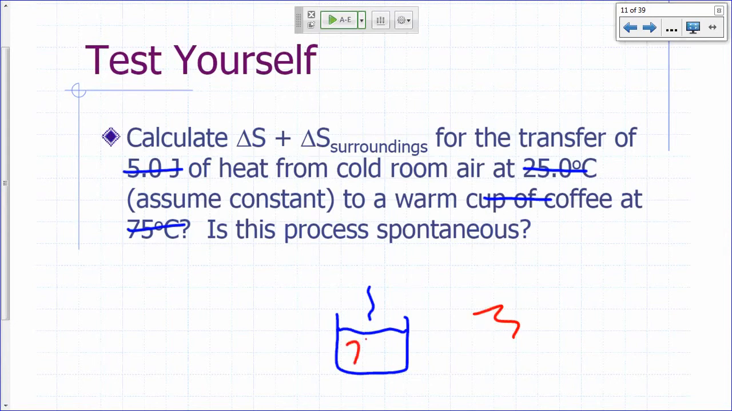Okay. So you have coffee at 75 degrees Celsius. That's a warm cup of coffee, right? Boiling is 100 degrees. And your room is at 25 degrees Celsius. According to this, you're going to transfer heat from the room, the cold room air at room temperature, to a warm cup of coffee. You know that's not going to be spontaneous, right? What happens to your warm cup of coffee? Eventually it gets cold, goes to room temperature. The spontaneous process is heat going from your coffee to the room. So it's not spontaneous.